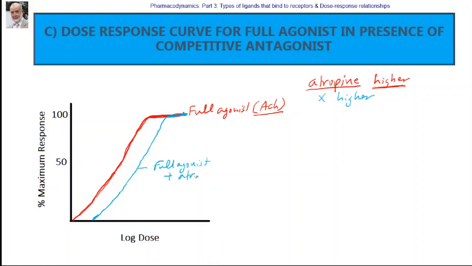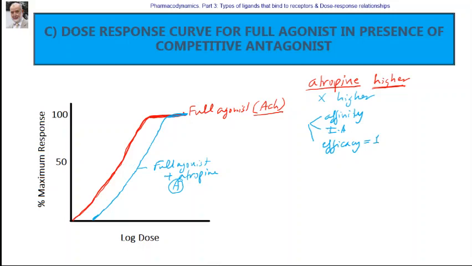Of course, these are the actions produced by the full agonist. What has atropine done now? So this is the full agonist plus atropine. We said that a full agonist has three major properties. First, it has affinity, the ability to bind to the receptor. Second, it has an intrinsic activity. And third, it has full efficacy equal to 1. This is a full agonist.